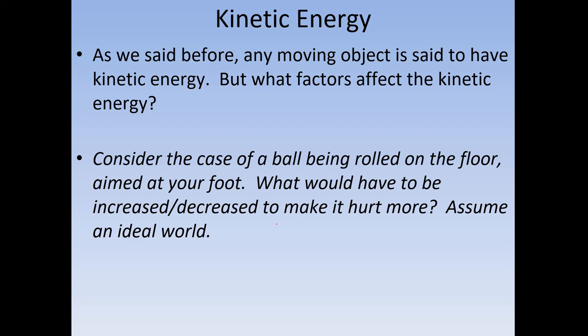Well, there's two ways that I could do this. One, I can change the mass. If I roll a bowling ball and a tennis ball at my foot, the bowling ball is going to hurt a lot more than the tennis ball. The bowling ball has more mass, it has more inertia, therefore it's going to have a lot more kinetic energy. Likewise, another thing that I could change is the speed. If I have two baseballs, one rolling very slowly and one rolling really fast, the fast object is going to hurt a lot more than the slow rolling one.